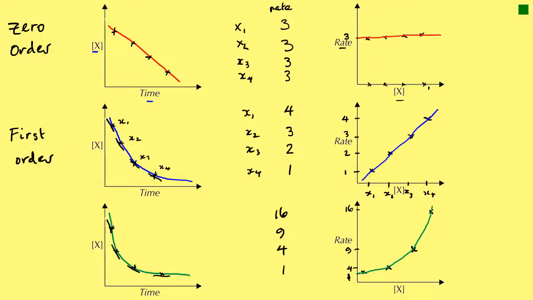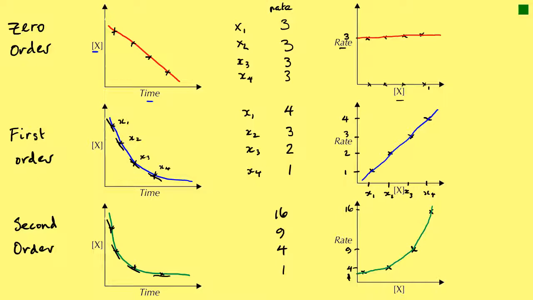So this intuitively says that as you double the concentration, you're going to square the rate. So it's an exponentially increasing rate as you increase the concentration of your reactant X. And if that is the case, then this is a second order. That's a second order. The X is second order in the rate equation.